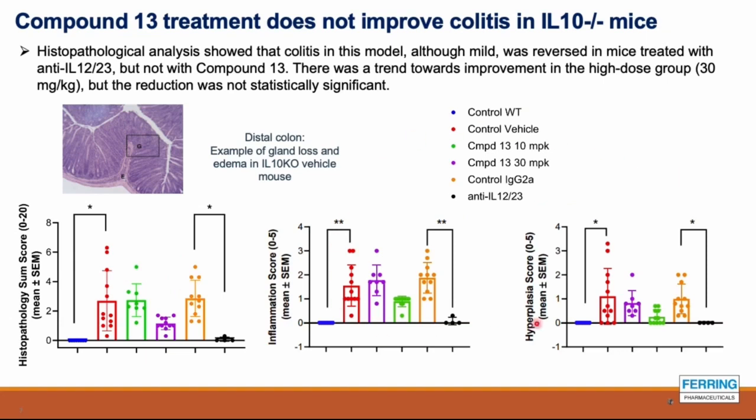The other two graphs represent some of the scores and measurements that were included in the sum of the histopathological score, such as inflammation score and hyperplasia score, in which we observe a similar trend with compound 13, but that were not statistically significant, although we see a robust effect with a positive control.